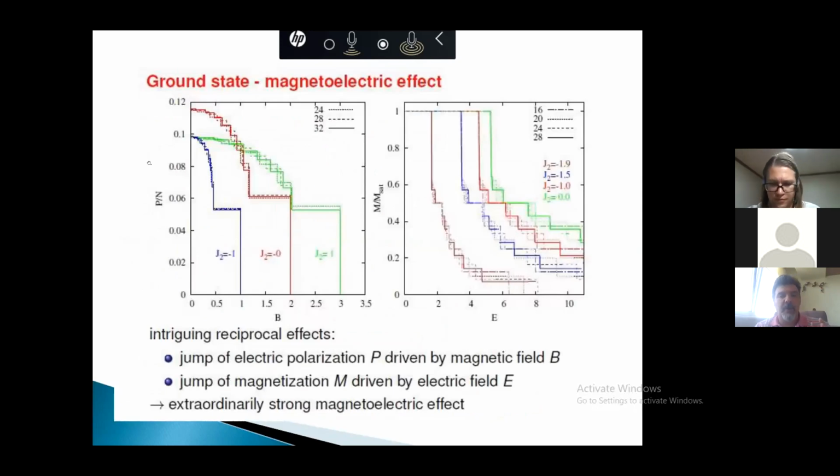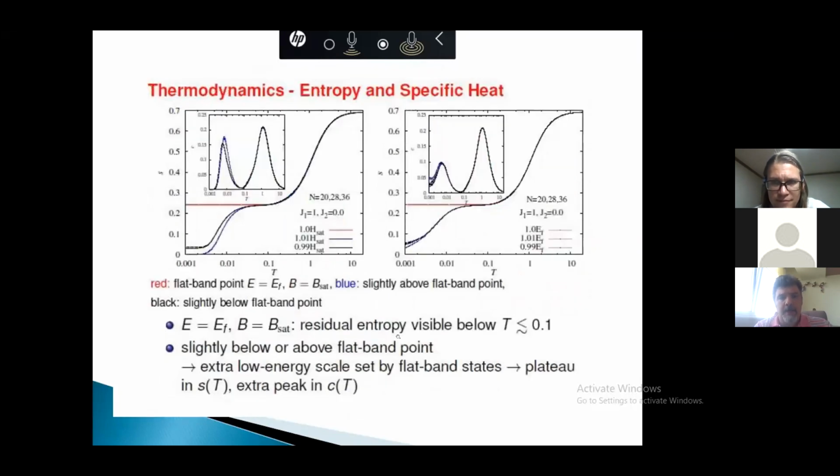And here we can see how the flat band also affects the magnetoelectric effect. We have the plots of the polarization dependence on magnetic field and magnetization dependence on electric field, and we can find the same jumps which are connected with the flat bands. And also, as I told you, these flat bands are connected with the huge residual entropy.